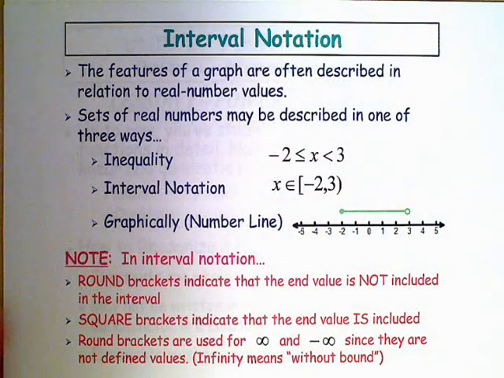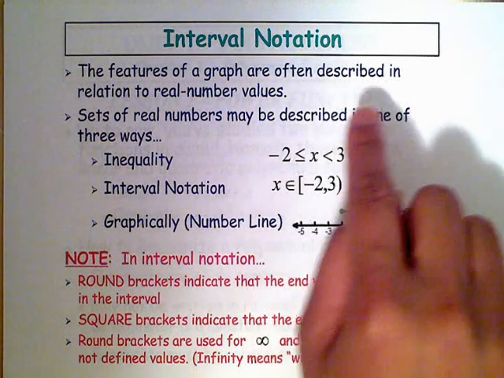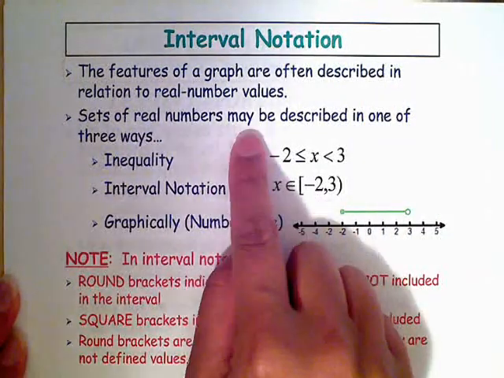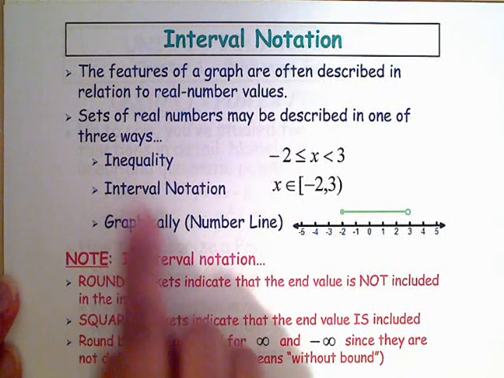Okay, and the last part of the lesson looks at interval notation. Interval notation just looks at a different way of writing restrictions on the lower and higher bounds whenever you're looking at numbers. So the features of a graph are often described in relation to real number values. Sets of real numbers may be described in one of three ways: inequalities, interval notation, or graphically using a number line.